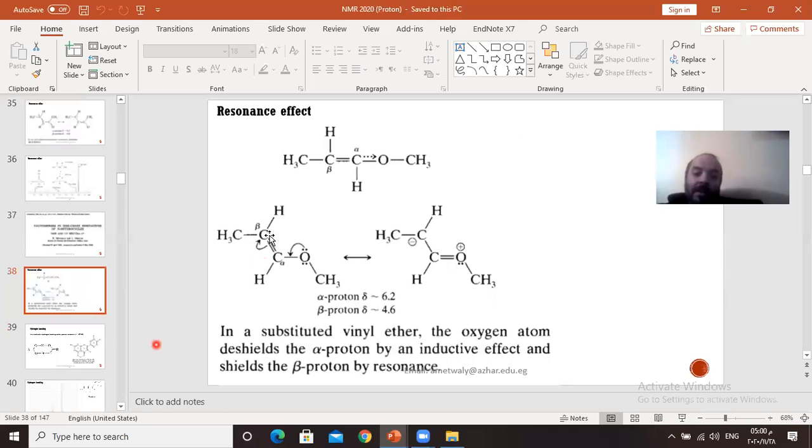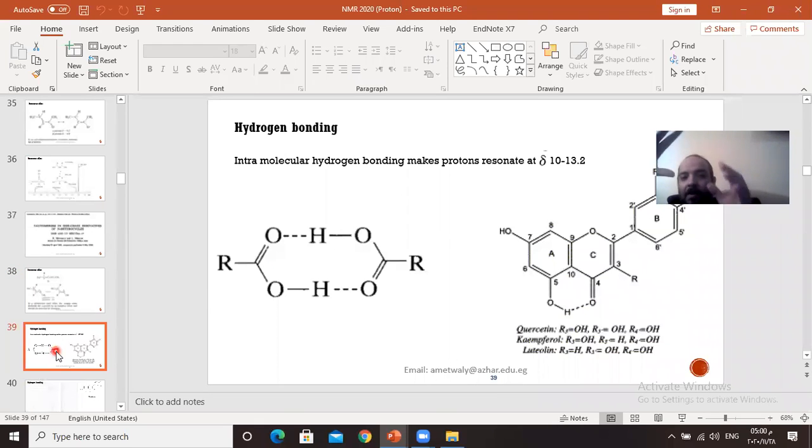Another resonance effect is in the substituted vinyl ether. In this case, the oxygen atom shields the alpha proton with the inductive effect and shields the beta proton with resonance. This is the opposite of the alpha-beta unsaturated carbonyl. So we will find the beta carbon highly shielded with the resonance, and the alpha carbon is deshielded with the inductive effect. Another important effect is hydrogen bonding, and this we see in natural products.